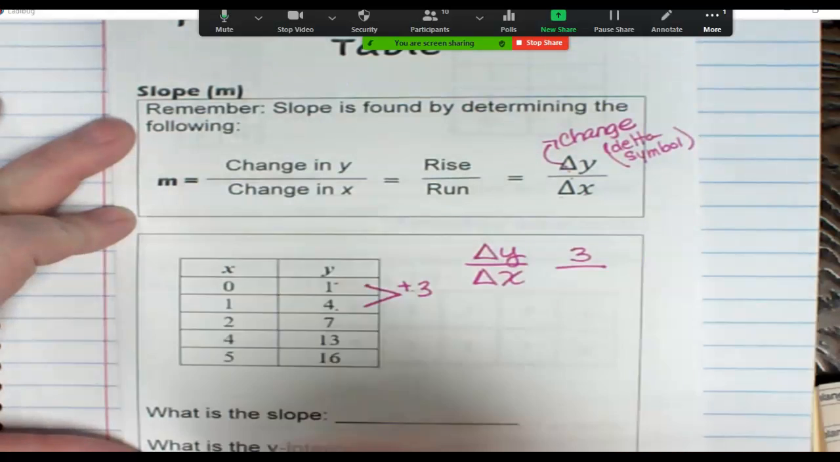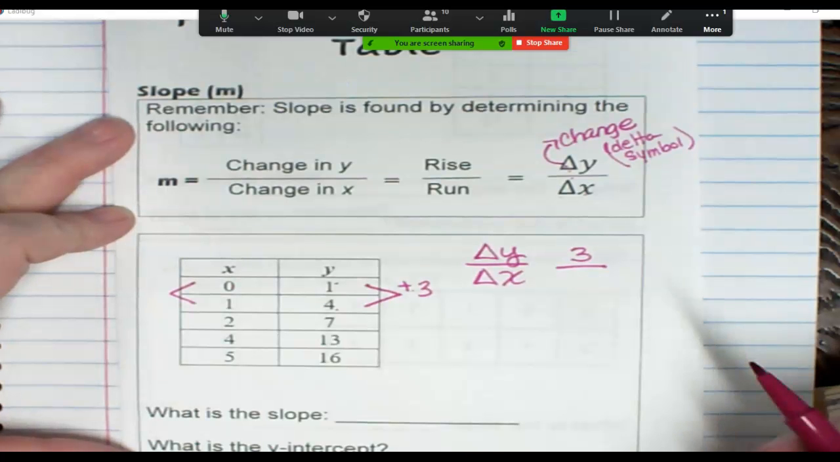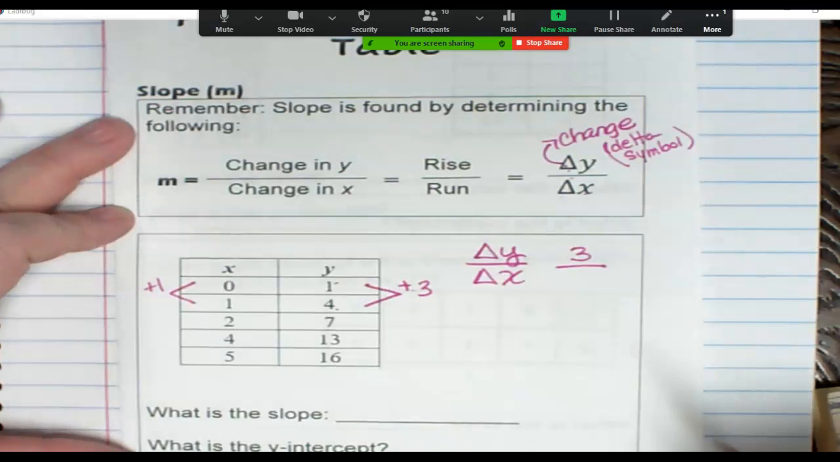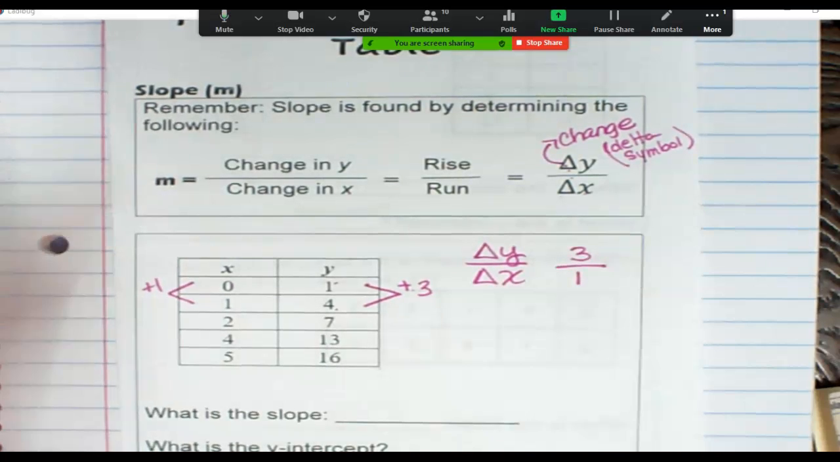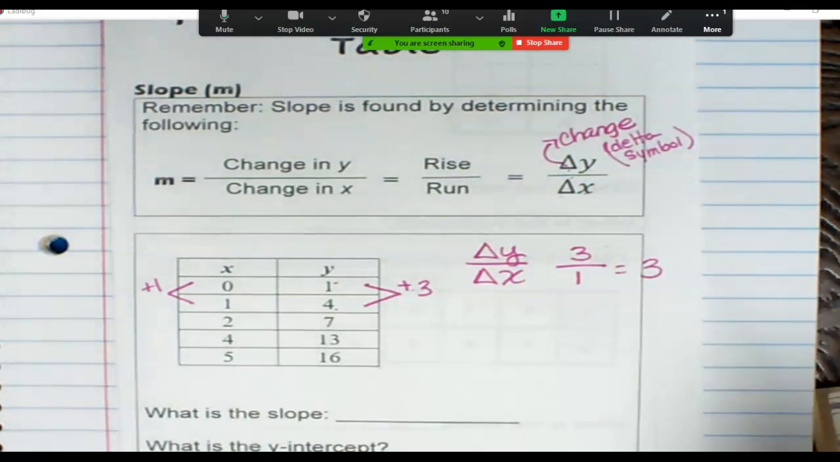Well, let's go look at the corresponding x's. How are my x values changing? I'm adding by 1. So that's a positive 1. So that means my y values are changing by 3 over 1. And we know that 3 over 1 can simplify to what? To 3.